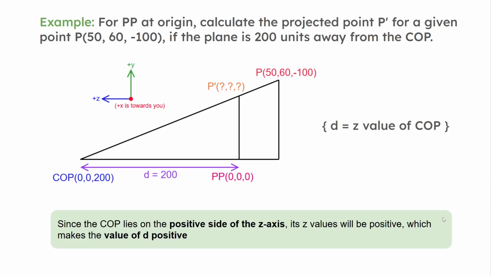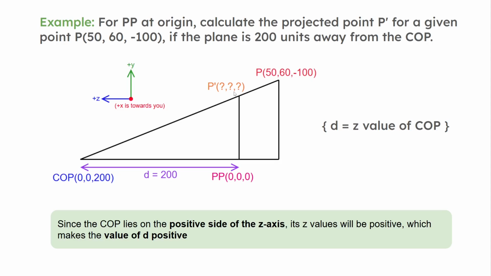Let's look into a second example where the projection plane is at origin. In this example, it is given that our targeted point is 50, 60, minus 100. It's quite different from our example before. So the P point appears here. The P prime, or the projected point, appears here as before.